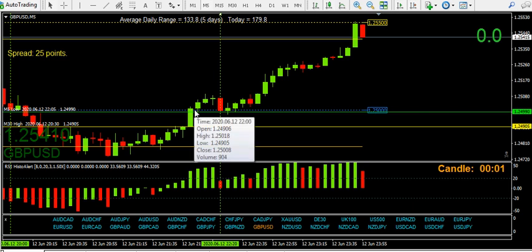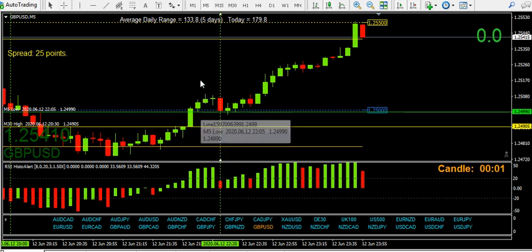So in this instance, the 5 minute failed to close down, which is brilliant. It means then we don't have to wait for a new 5 minute to the long side. We can consider entering using the 1 minute.